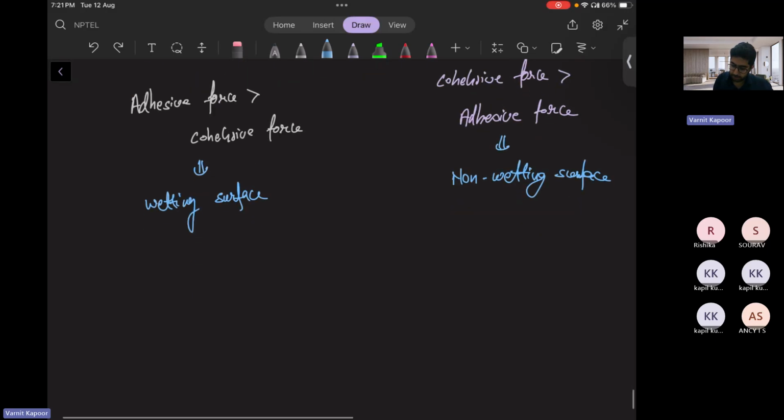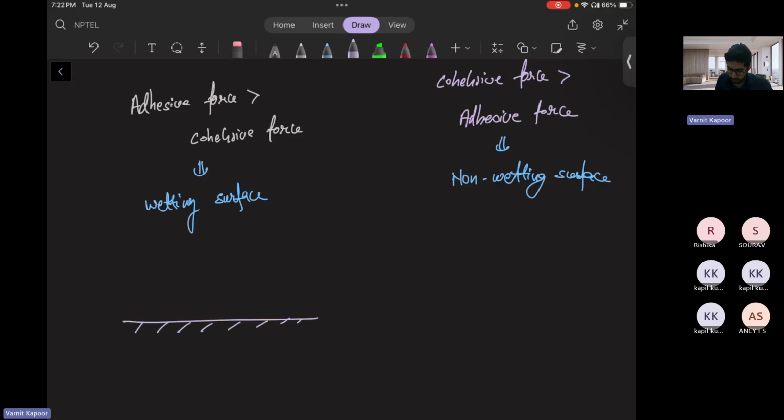So suppose I have, now this is not glass, this is Teflon. Now here the liquid drop will have more cohesive forces compared to adhesive forces. So this water will behave as a non-wetting scenario. Non-wetting scenario. Okay.